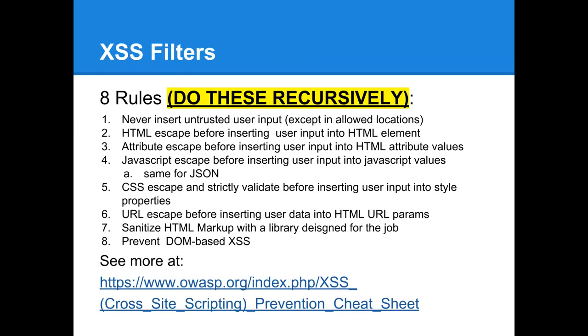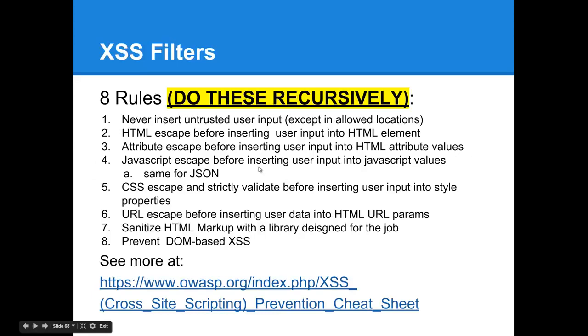OWASP provides 8 rather trustworthy rules to follow for a developer who wants to prevent cross-site scripting attacks on their web page. Number 1, never insert untrusted user input into your persistent storage, database, etc., except in allowed locations. And in such a case, do all the following. 2, HTML escape before inserting user input into HTML elements. 3, attribute escape before inserting user input into HTML attribute values.